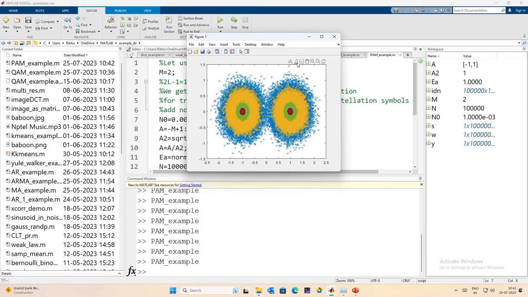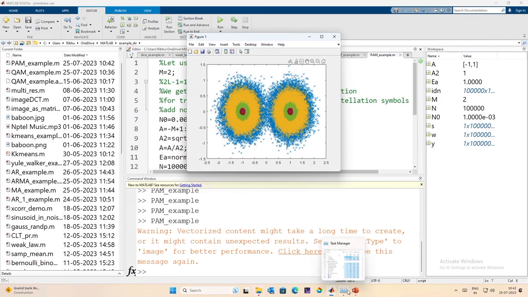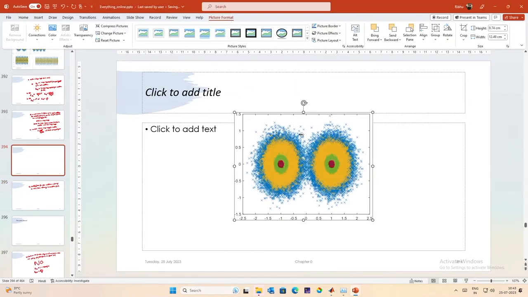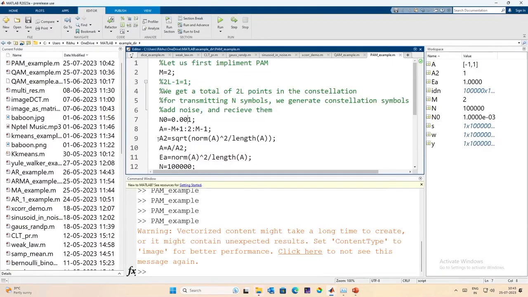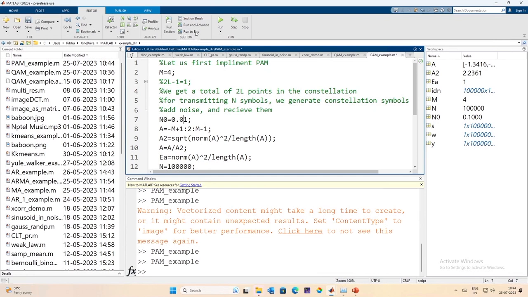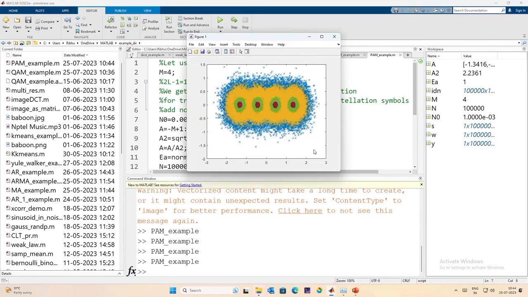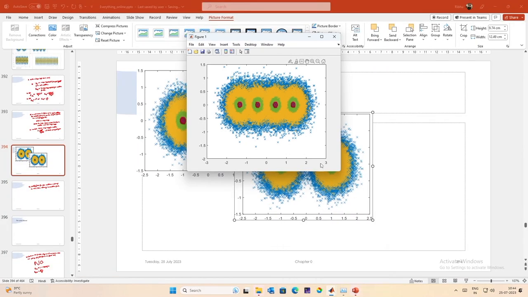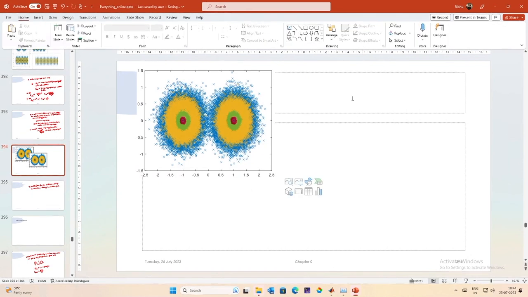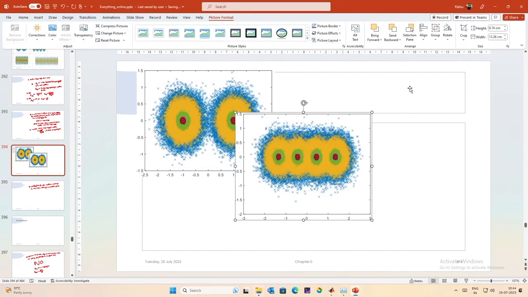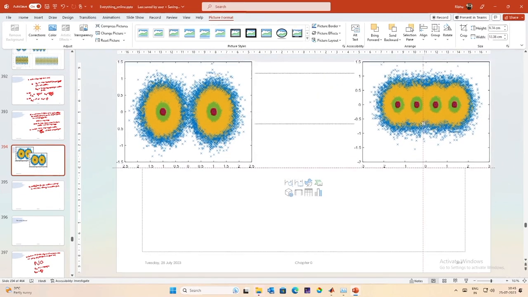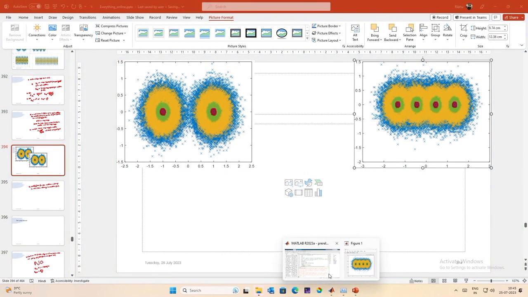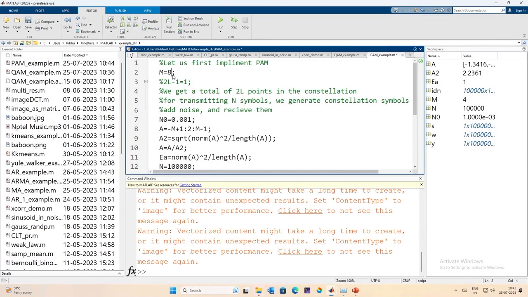This is much like our previous experiment, but I'll copy this image and paste it here. So this is for 2 points, or a length 2 constellation. Let me repeat it for a length 4 constellation. Again, we start, and now let's copy and paste. This is here. And we'll do it for 8 and for 16. It shouldn't take much time. 8.